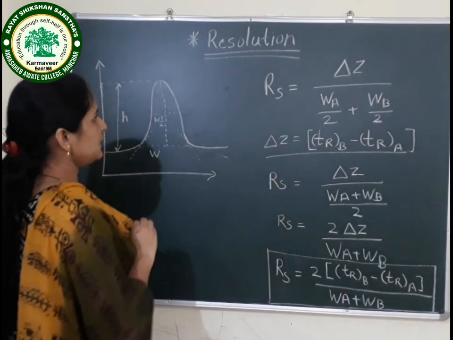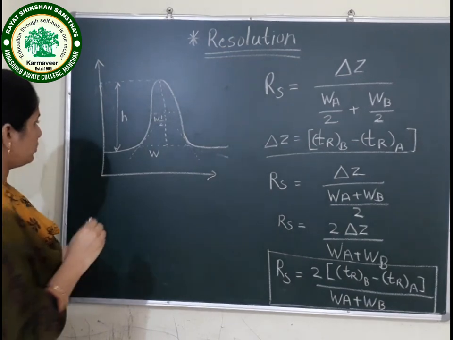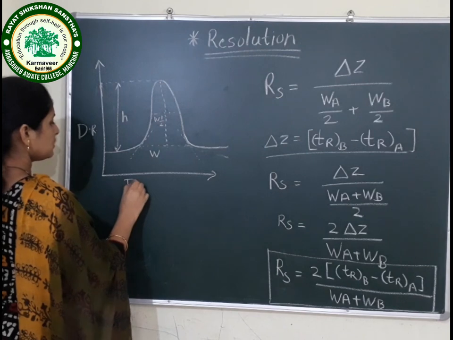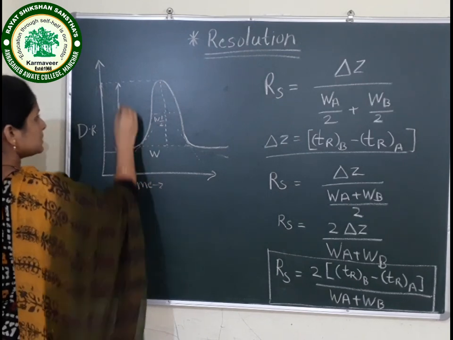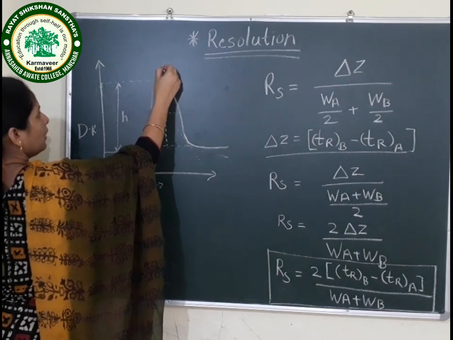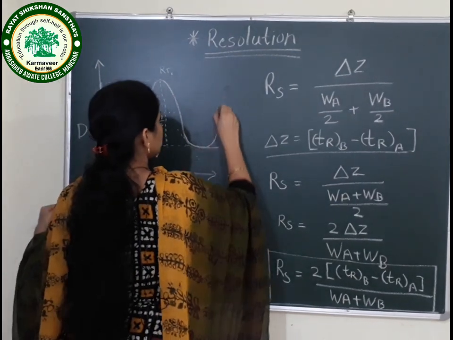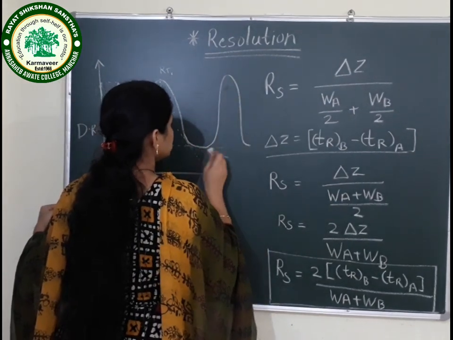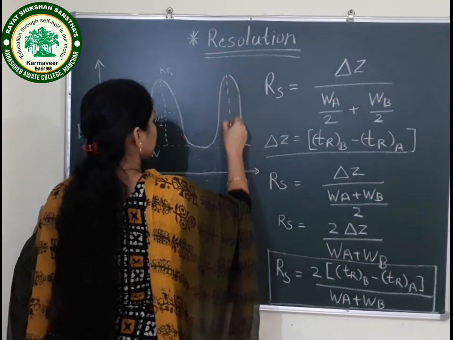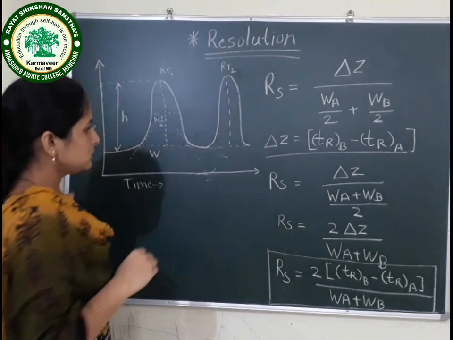Now what is this TRA? This is the retention time. Our graph is detector response versus time. This is the height of the peak. Here we get retention time of 1. If you get 2 peaks on this chromatogram, then this will be RT2. Okay.